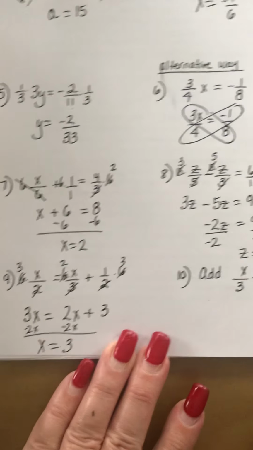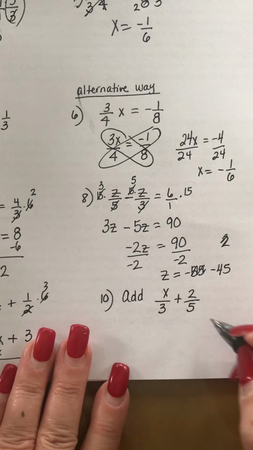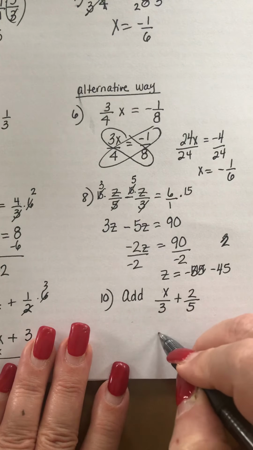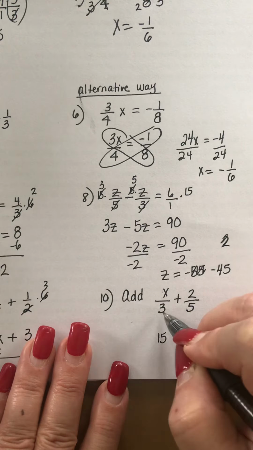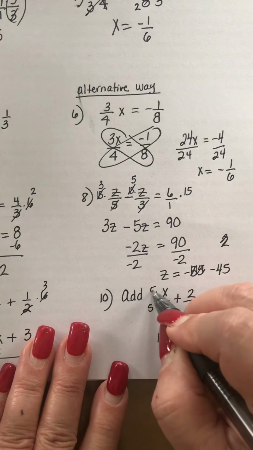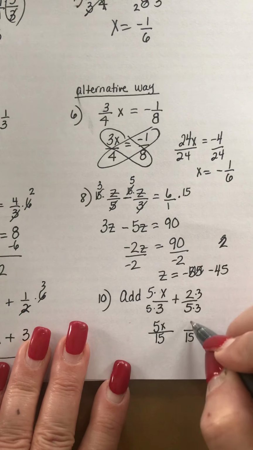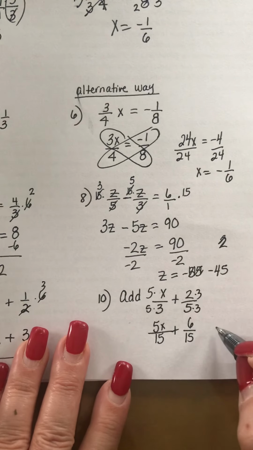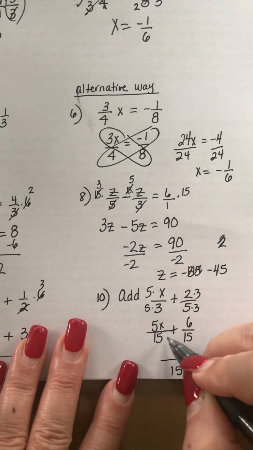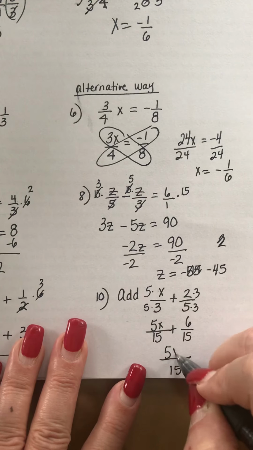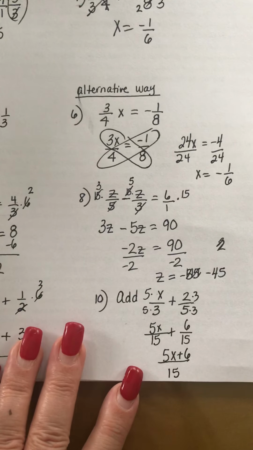In the last example in section 4.8, they just want you to add these two fractions. You're not solving, you're just simplifying. The common denominator between 3 and 5 is 15. So multiply both of these by 5, so you get 5x on top. This by 3, this by 3, 6. And when you add, you're going to keep the denominator as 15, but 5x plus 6 is just 5x plus 6. They're not like terms. So that's your final answer.